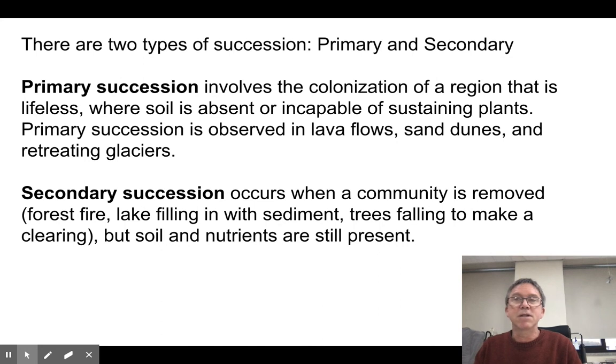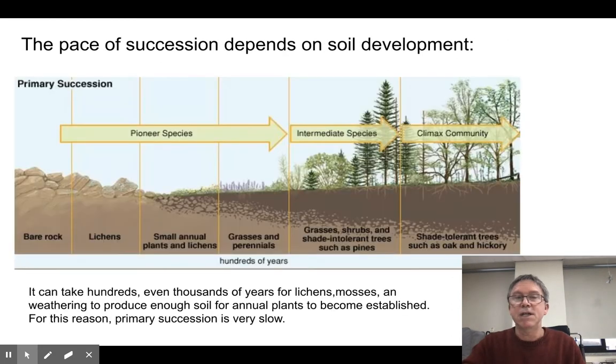Secondary succession means the soil is already established, but everything that was living there got taken away. So this could be a forest fire. It could be a lake filling with sediment over time, or a windstorm knocks down a bunch of trees in a climax forest, and then you've got this debris field. Well, things are going to start growing out of that. But the deal with secondary succession is the soil is already established, so that really changes the pace at which these succeeding plant communities can establish themselves.